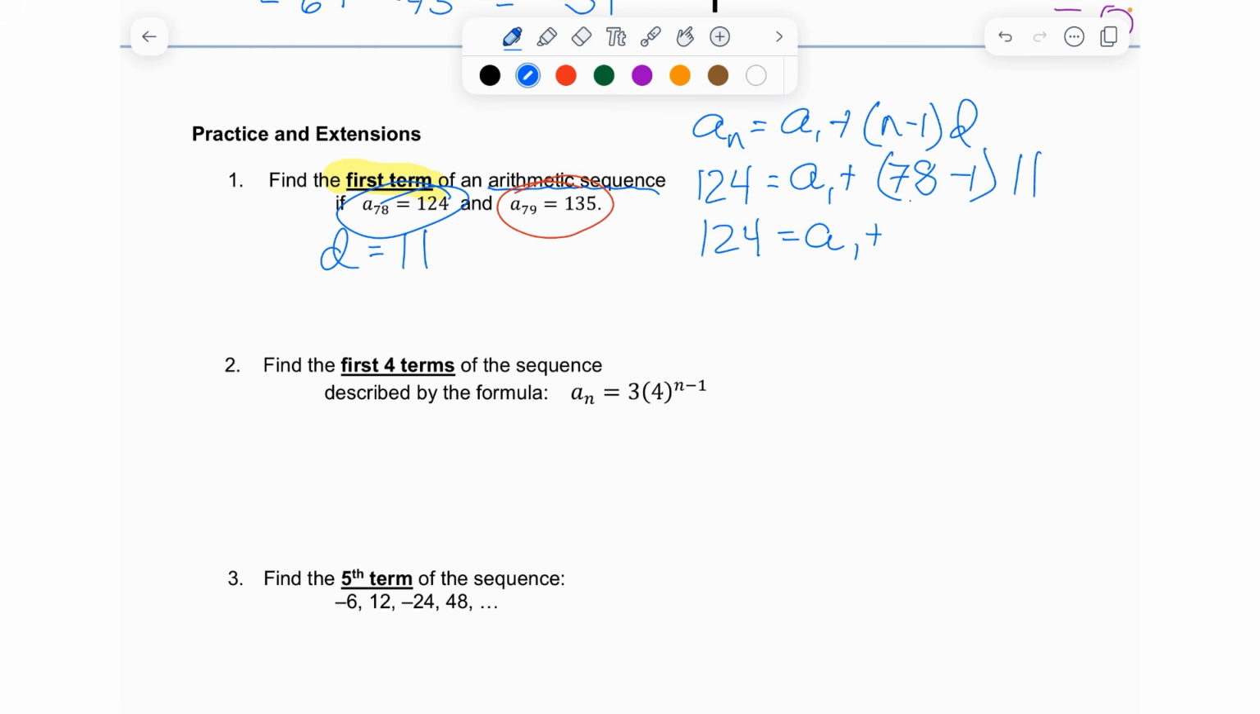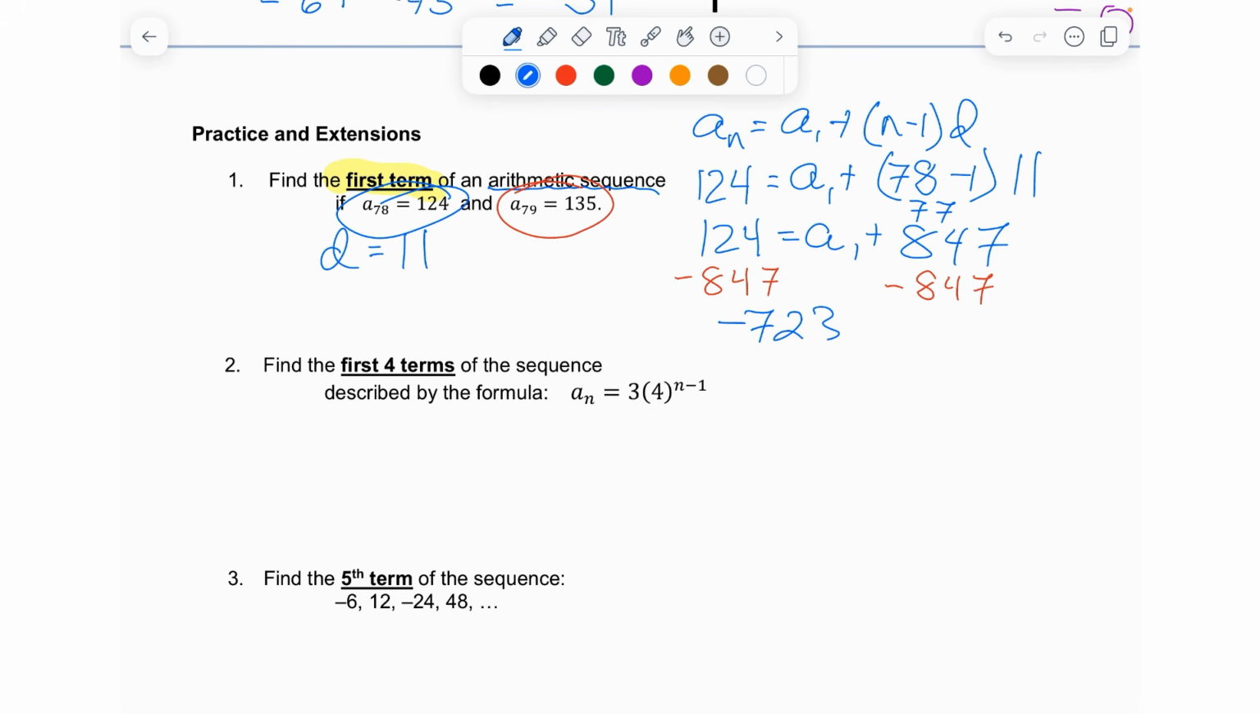Yeah, it's an equation. 78 minus 1 is 77, and 77 11s is 847. So I have 124 equaling a sub 1 plus 847. Think back to your algebra days. We're going to continue to use these concepts this year. Yeah, I got to solve this. I got to actually subtract 847 from both sides, and that leaves me with my first term.